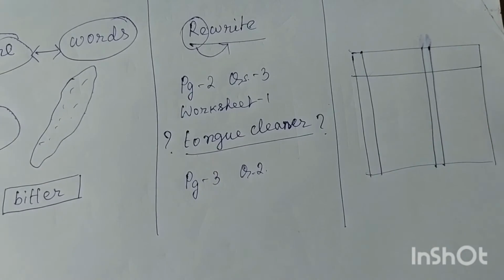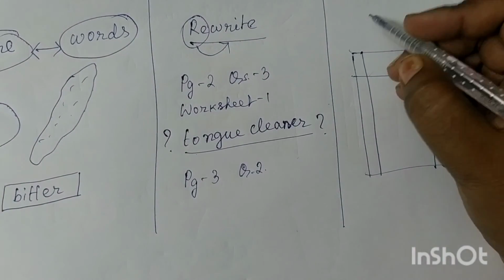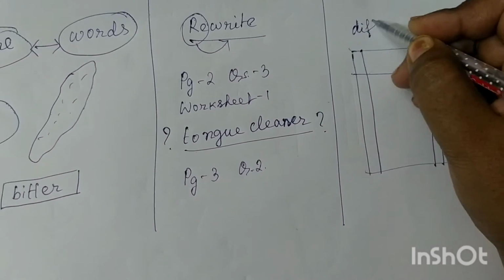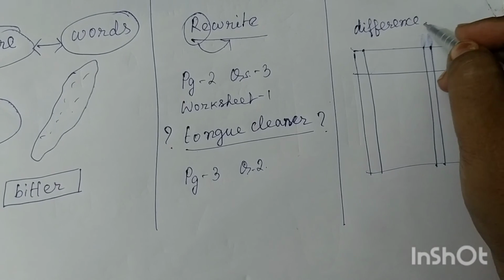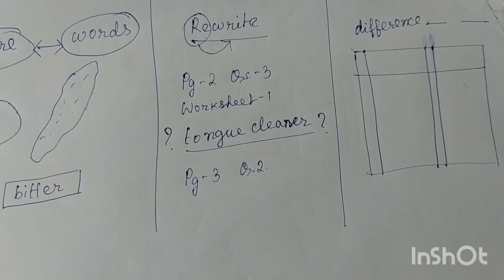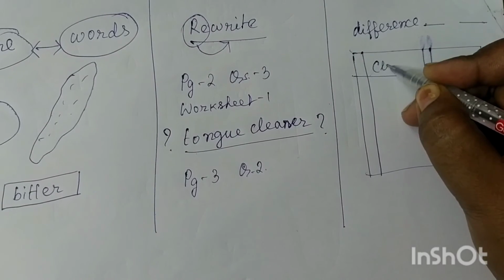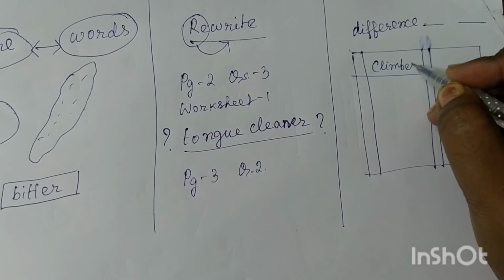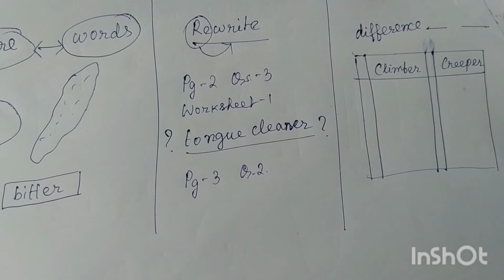There are 3 different things we had talked about, right? Yes. So this is the difference. So you have to write down difference here. Difference of so and so. Suppose difference between the climber and creeper, if it is given, you have to write it down like this. Climber and creeper. Like that, you can write down the differences.